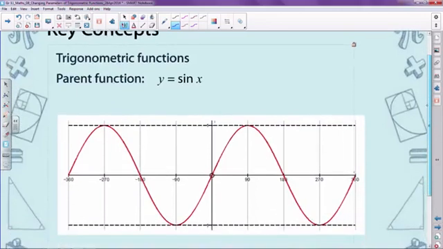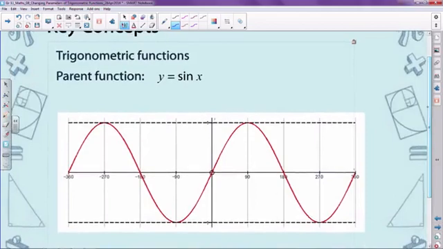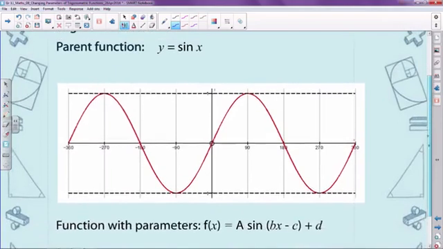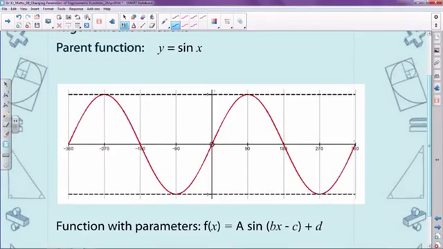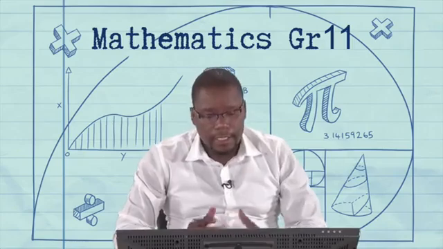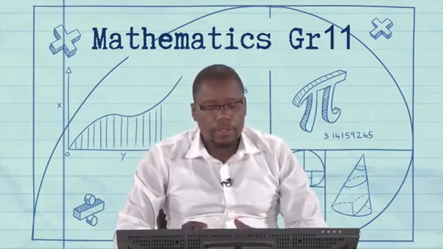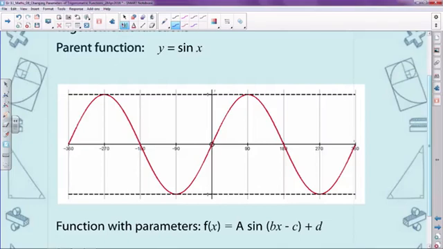Now, we look at the parent functions, of which we spoke about 3 parent functions for now at this level. But your y equals sine x is what we're going to be looking at. Grade 11s, you have to be able to see the shape of the graph. Before you even ask questions, this is a sine graph. Now, with your sine graph, 0 at 0, 1 at 90, 0 at 180, minus 1 at 270, and 0 at 360, and so forth.